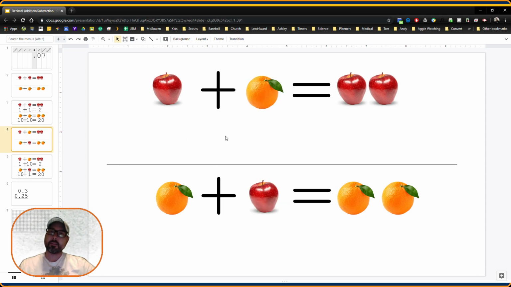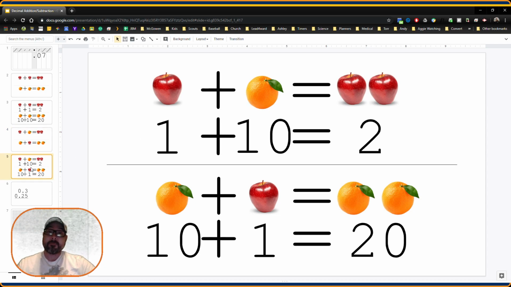Here's the mistake that people make. An apple plus an orange cannot equal 2 apples, nor can an orange plus an apple equal 2 oranges. It just doesn't make sense that way. Obviously, if you were counting your fruit like that, you would not end up with 2 different fruits. This is even more obvious when we assign values to them.